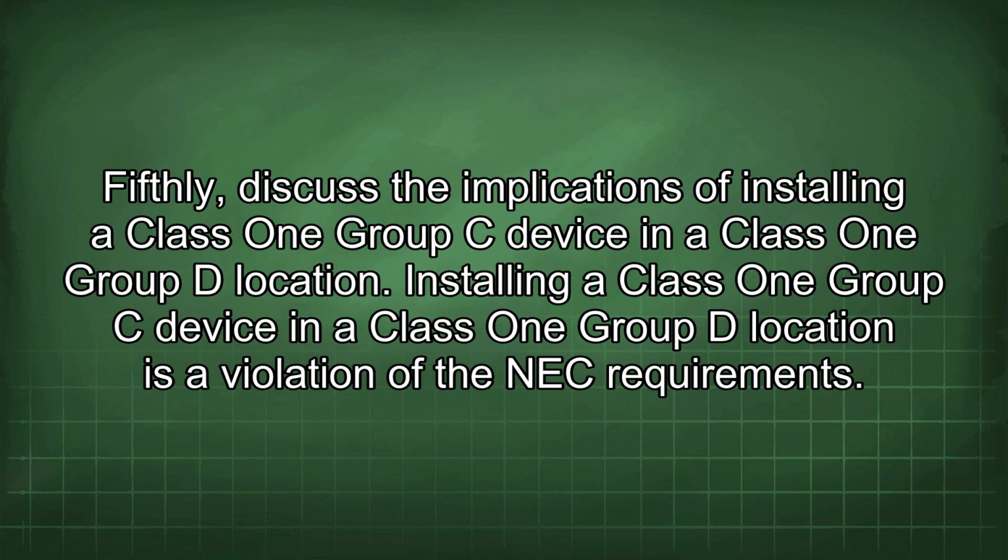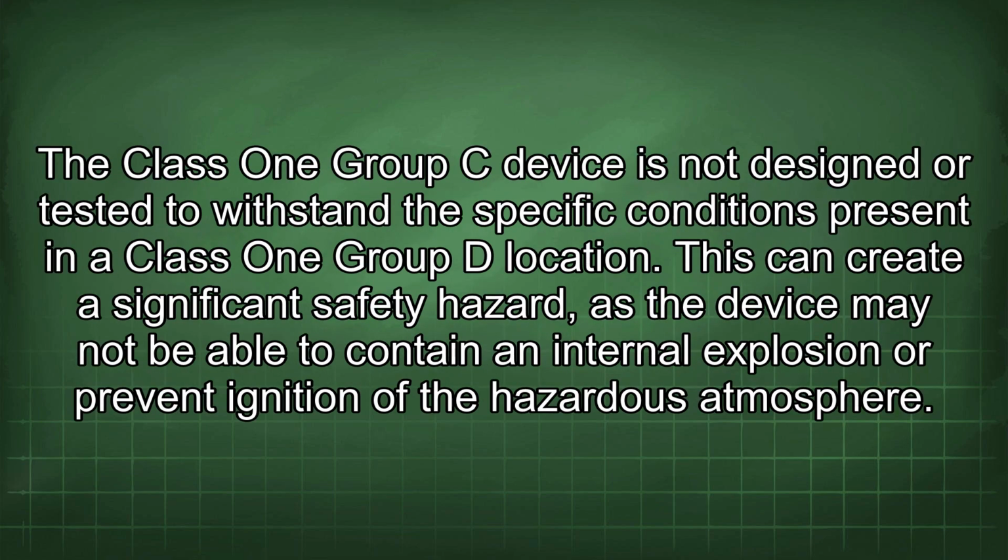Fifthly, discuss the implications of installing a Class 1 Group C device in a Class 1 Group D location. Installing a Class 1 Group C device in a Class 1 Group D location is a violation of the NEC requirements. The Class 1 Group C device is not designed or tested to withstand the specific conditions present in a Class 1 Group D location. This can create a significant safety hazard, as the device may not be able to contain an internal explosion or prevent ignition of the hazardous atmosphere.